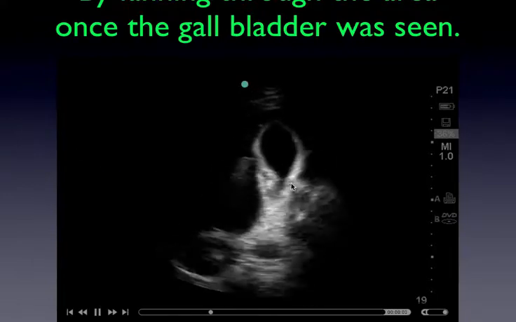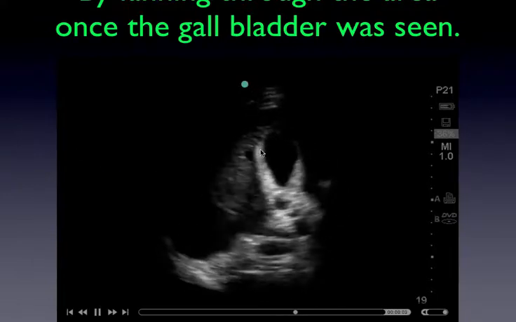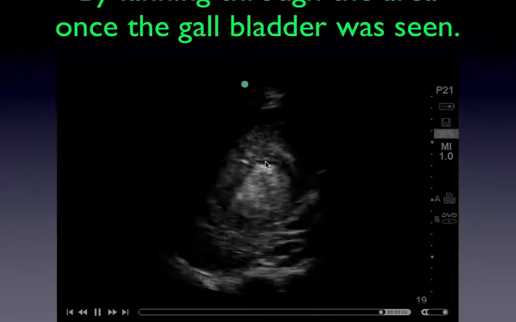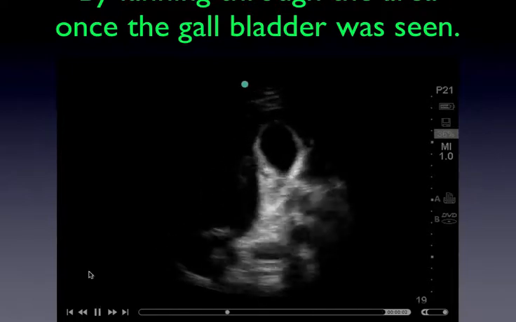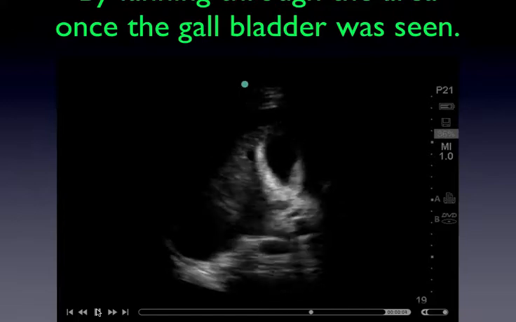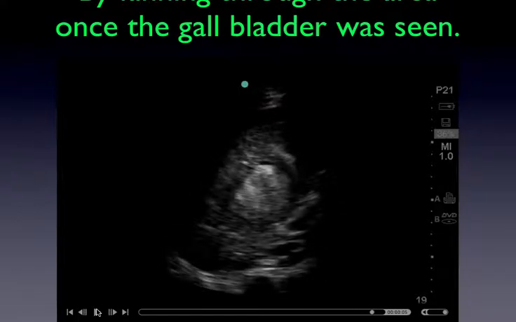Here's the gallbladder here. The walls are somewhat thicker than normal, as we'll find out, but as we fan through the gallbladder, we can see that at a certain point, the mass appears. And there it is. That's the mass in the liver. So the moral of the story here is, when you're looking at one structure, don't ignore the surrounding structures.